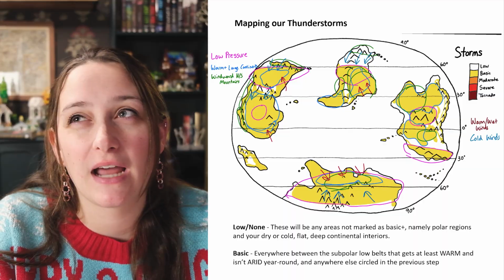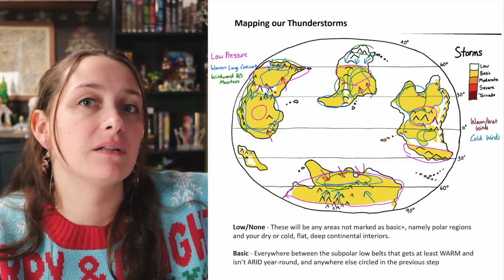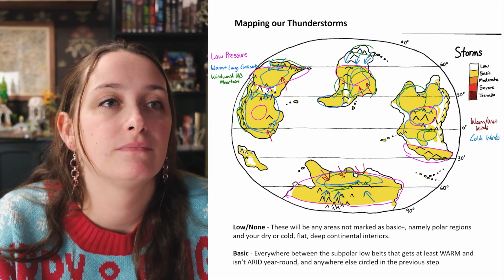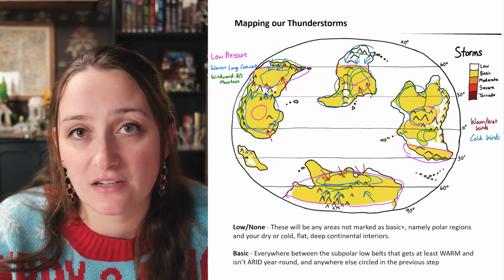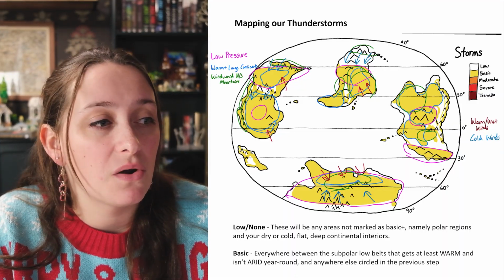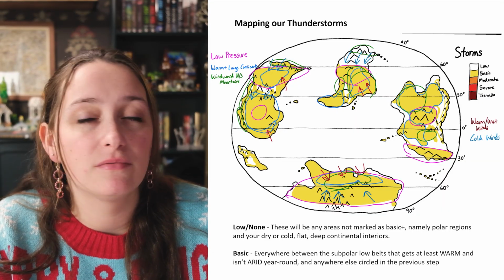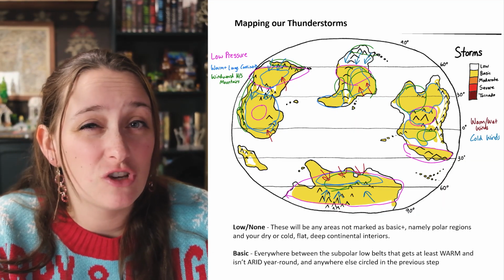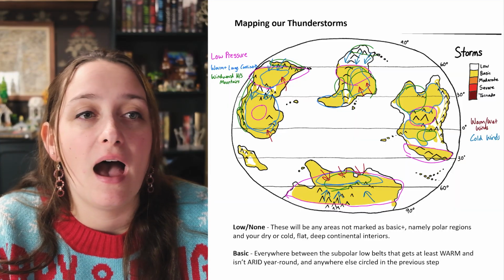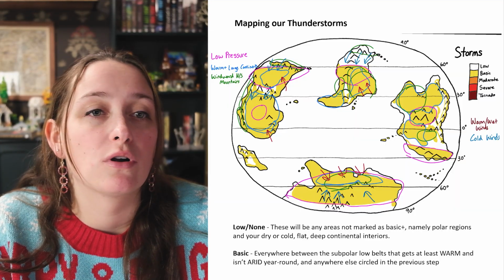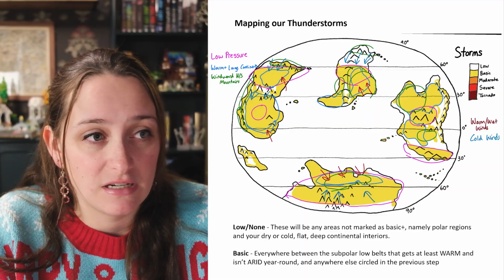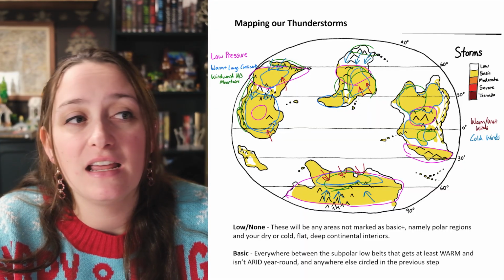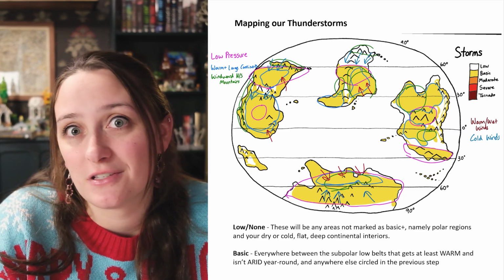And this is going to be similar to how we did precipitation, where we just sort of build it up with each effect. Each will increase the likelihood and severity of the thunderstorms that you'll find there. So basically, there are going to be low or no chance of thunderstorms anywhere there isn't a basic chance, which is going to be polar regions, dry or cold, flat, deep continental interiors. So what I did is I did basic first, and then anywhere that was left as low or none, I left as low or none.